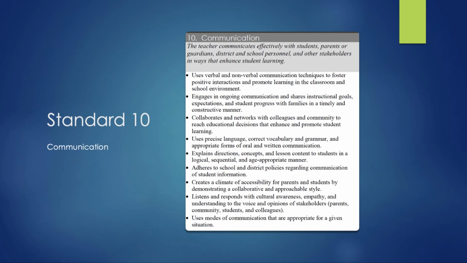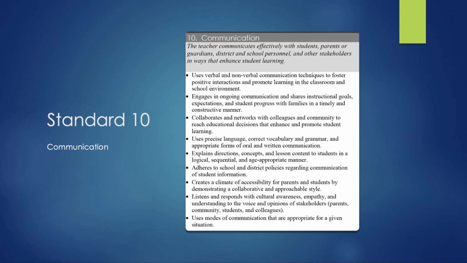Standard 10 is communication. Like Standard 9, this standard's topic speaks for itself. Communication is a broad term which refers not only to a teacher's speech, but also the way a teacher writes and the way she uses nonverbal communication. Not only that, but this standard assesses the way a teacher communicates to students, parents, administrators, staff, and other community stakeholders.